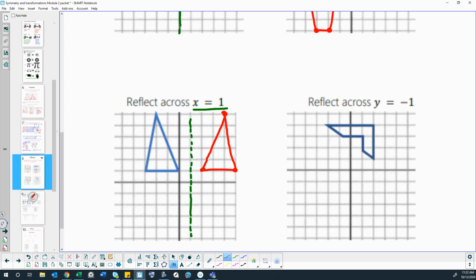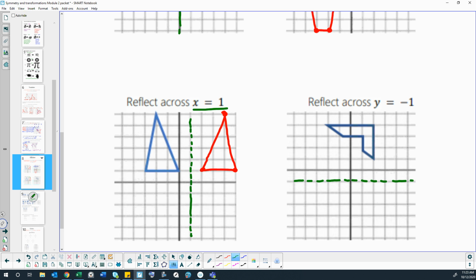Oh, this one looks complicated. Let's try it. I'm going to start with my line at y equals -1. So since x equals 1 was a line to the right, where do you think y equals -1 is going to be a line? To the left. So that would be if it was x equals -1, it would be to the left. Since it's y equals -1, it's actually going to be a horizontal line from below.